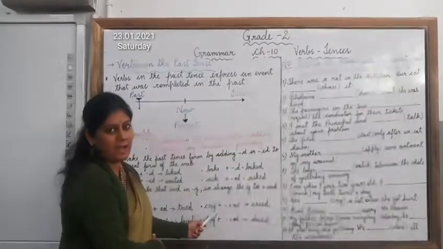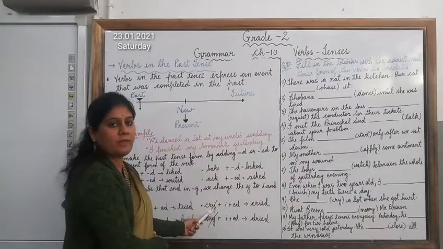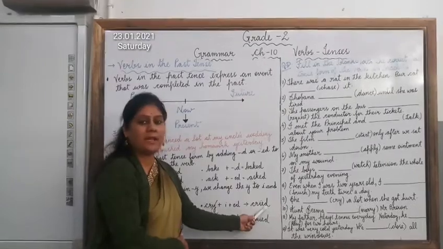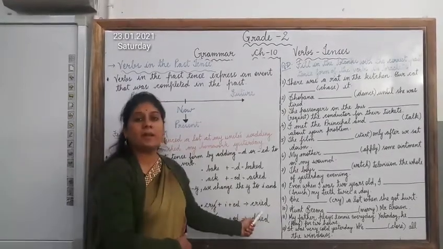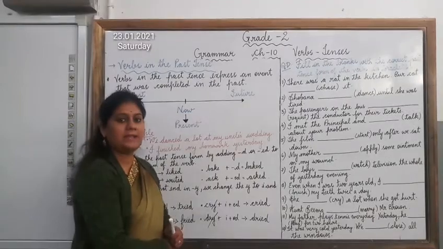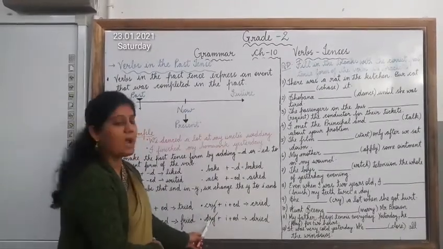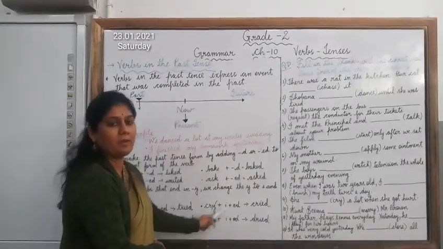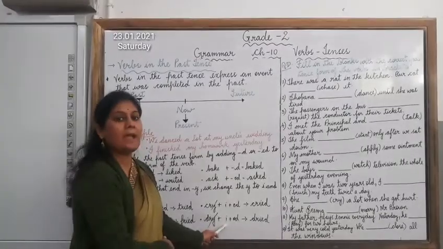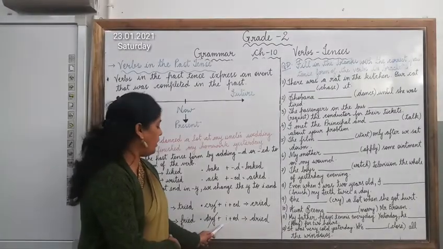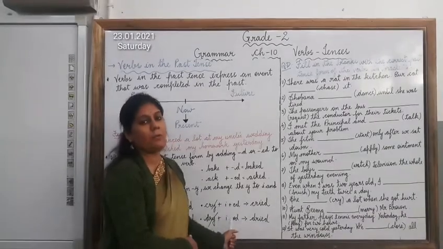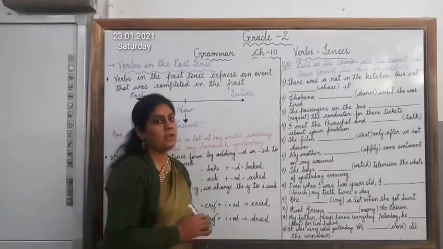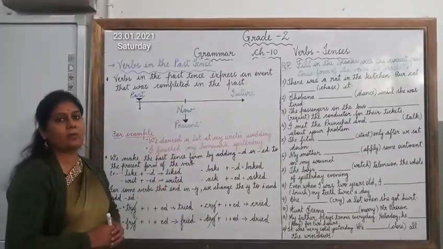Now cry. The same situation is there. At the end you can see y. So we will remove this y and we will add i instead of y. And then we will add ed to the verb. So cry will become cried. C-R-I-E-D, cried. The next is dry. D-R-Y, dry. So we drop the letter y. We remove this y and we add i and we add ed. So dry will become dried. The past form of dry is dried. D-R-I-E-D, dried.